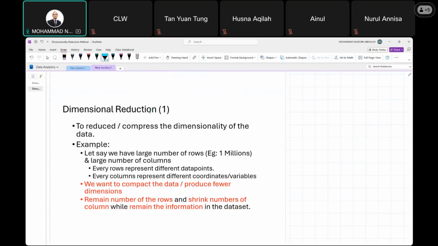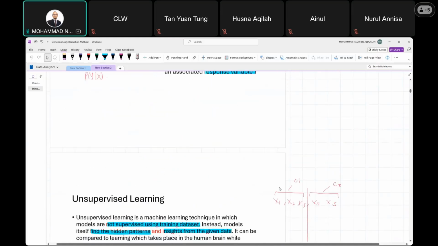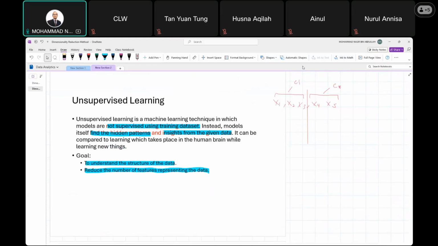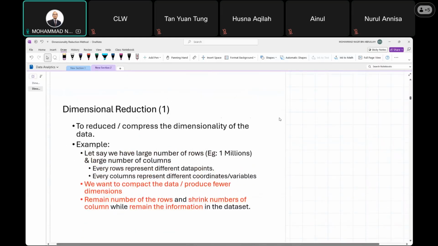So what is dimensional reduction? Dimensional reduction is to reduce or compress the dimensionality of the data. As per our example just now, we have 5 independent variables. We want to reduce it into 2 components, 2 variables only, right? By looking at the correlation between the independent variables. So let's say we have a large number of rows, 1 million rows, 1 million observations, and a large number of columns. This is going to be high dimensional data. So we want to compact the data and produce fewer dimensions, so then it is easier for interpretation, or we can save the storage for images, and you can do visualization, right?